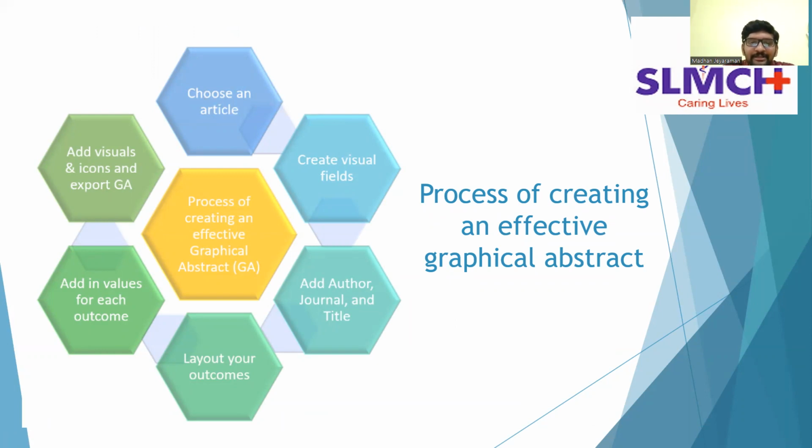In the subscript, we have to think about the author name, the journal logo, and the outcomes. The outcomes to be put for an article have to be kept accordingly, and important findings should be added. The final step is adding visual icons, and finally exporting the graphical abstract in JPEG form.